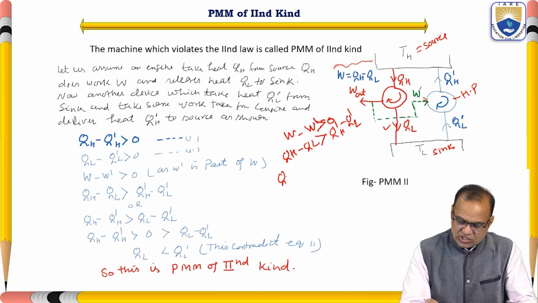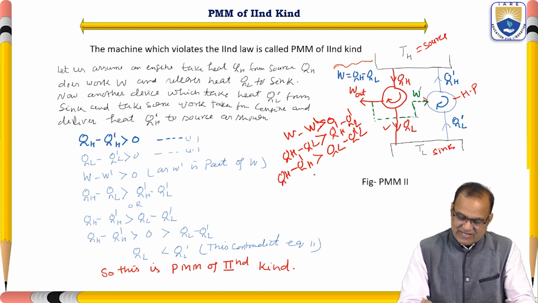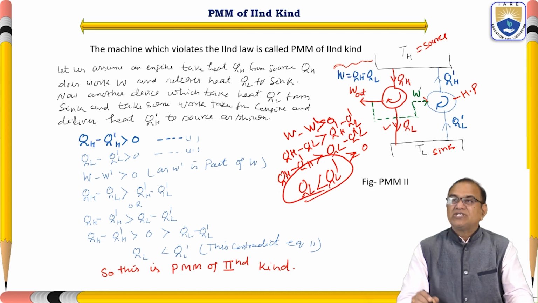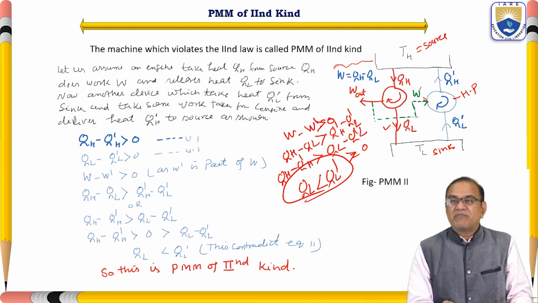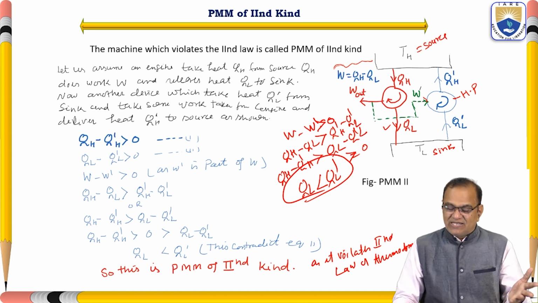So we can write here QH minus Q prime H is greater than QL minus Q prime L. So we can see that this is greater than 0. So QL is less than Q prime L. So this is not possible. So this is a perpetual motion machine of the second kind, as it violates the second law of thermodynamics. Okay, so that is why it is called the perpetual motion machine.